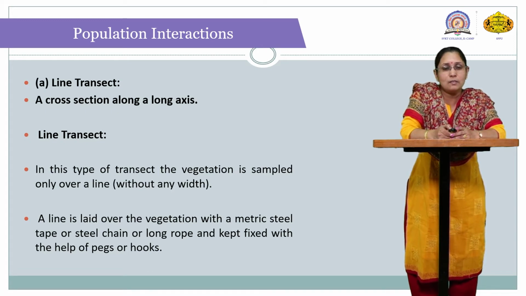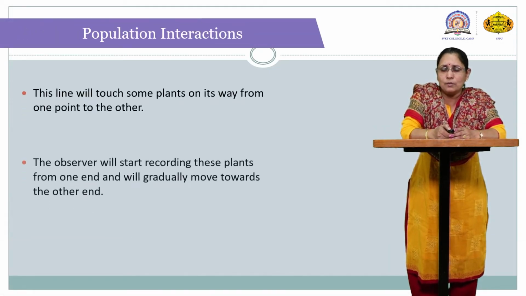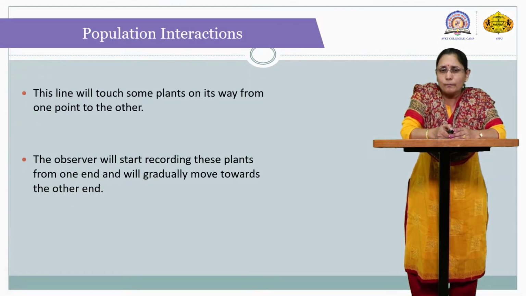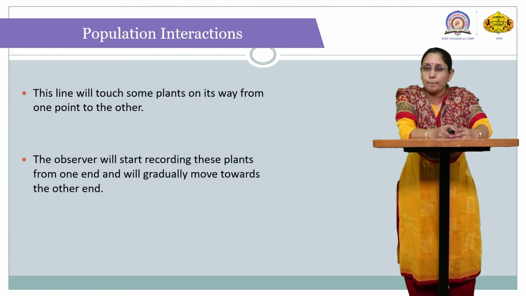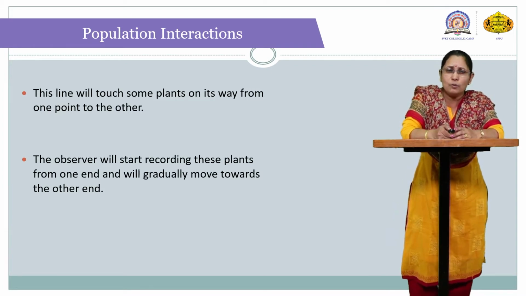This long rope or metric steel tape is kept fixed with the help of pegs or hooks. So one more object we use to fix the steel tape or long rope is pegs or hooks. What are those pegs and hooks? We are going to see that in the next slide. This line will touch some plants. So when we make this line transect, obviously it will touch some plants on its way from one point to another.